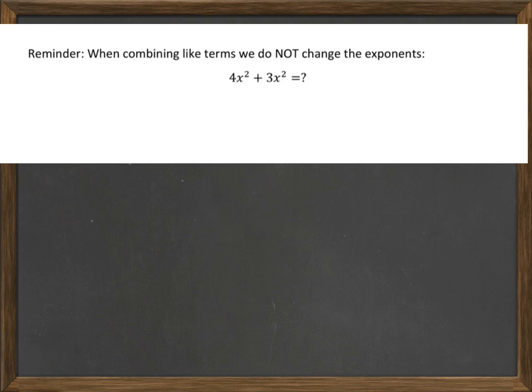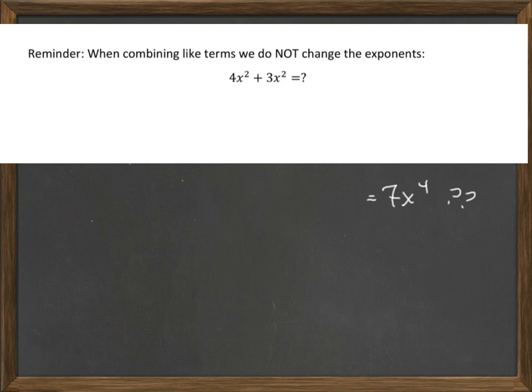So a lot of times, students are very tempted to tell me that 4x squared plus 3x squared is going to be 4 plus 3, which is 7, and then they want to add the exponents, and they want to tell me that this is 7x to the 4th. Okay? So, remember, if you can't solve a problem, solve a simpler problem.